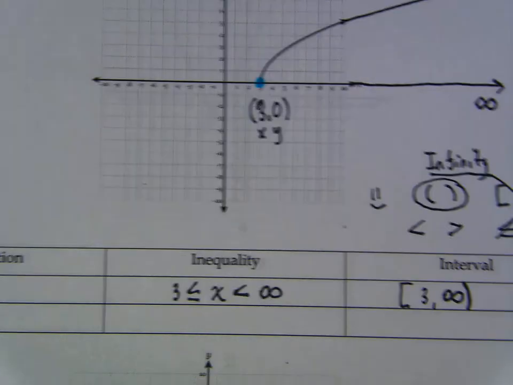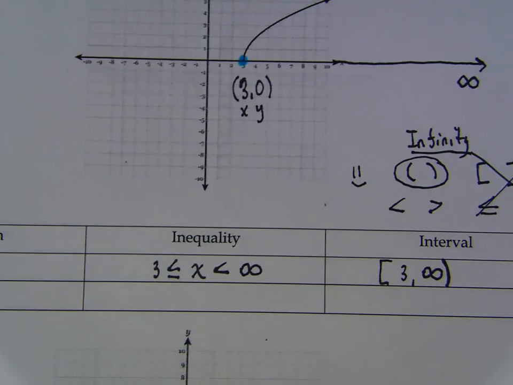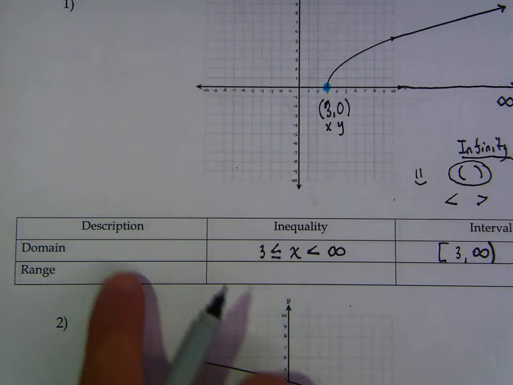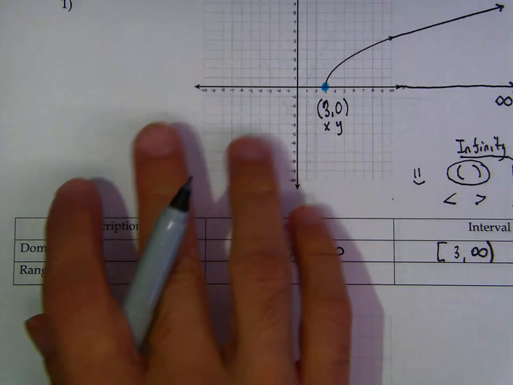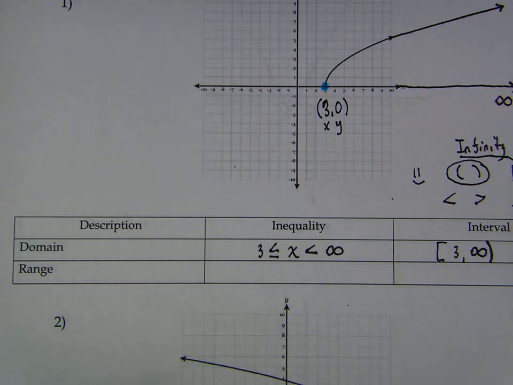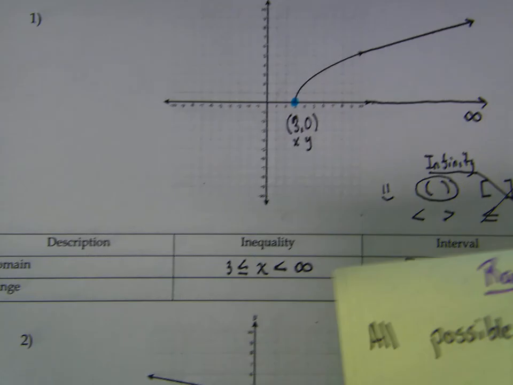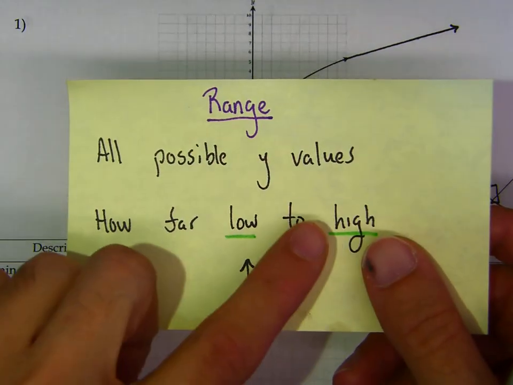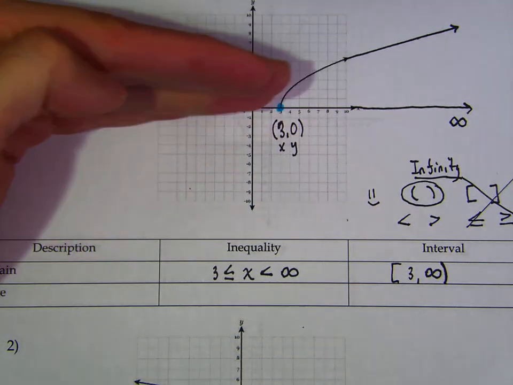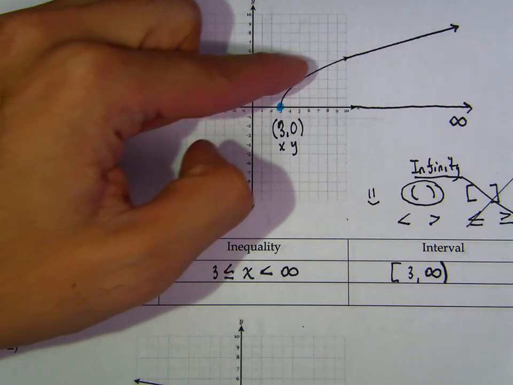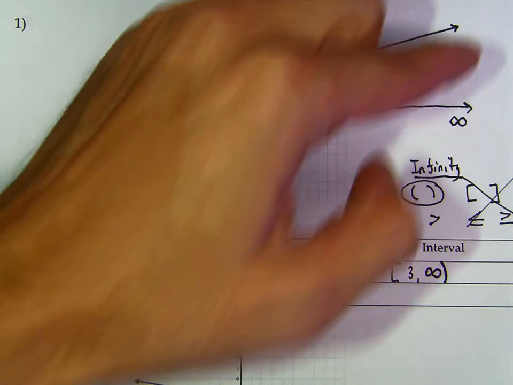Okay? Let's take a look. What about for range? Try this one on your own. Let's see how clever you are. Pause the video. For range, how can I describe the range of this graph? Remember, range is low to high. What's the lowest point of this graph? How high does the graph go?